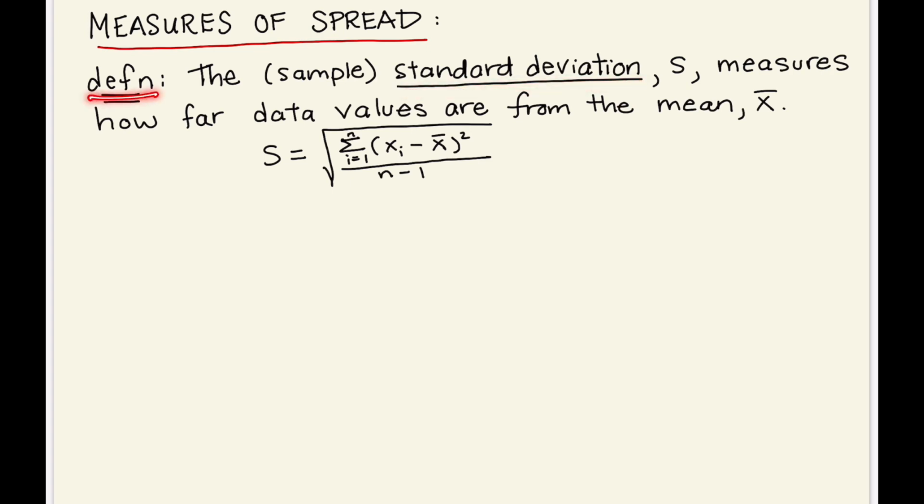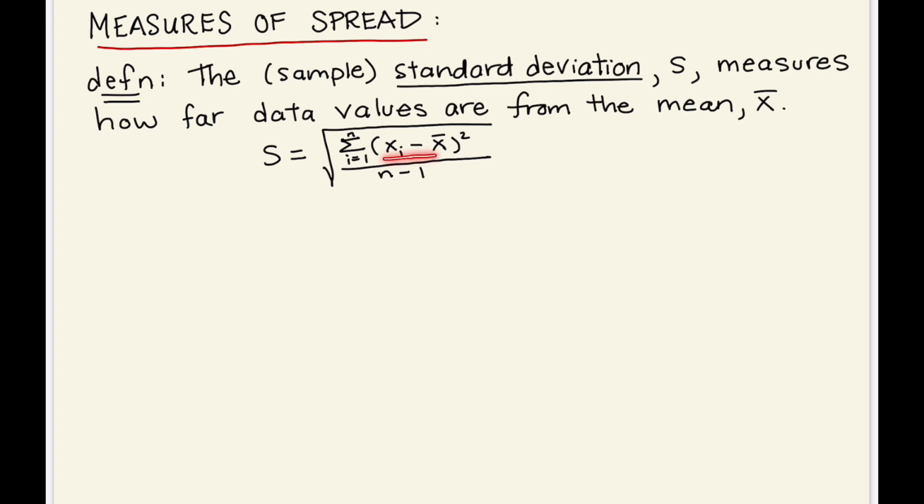So the definition is that the sample standard deviation, denoted S, measures how far our data values are spread from the mean. So the mean is going to be our point of reference. And so this is essentially saying S is the typical distance or the average distance between a data point and the mean.